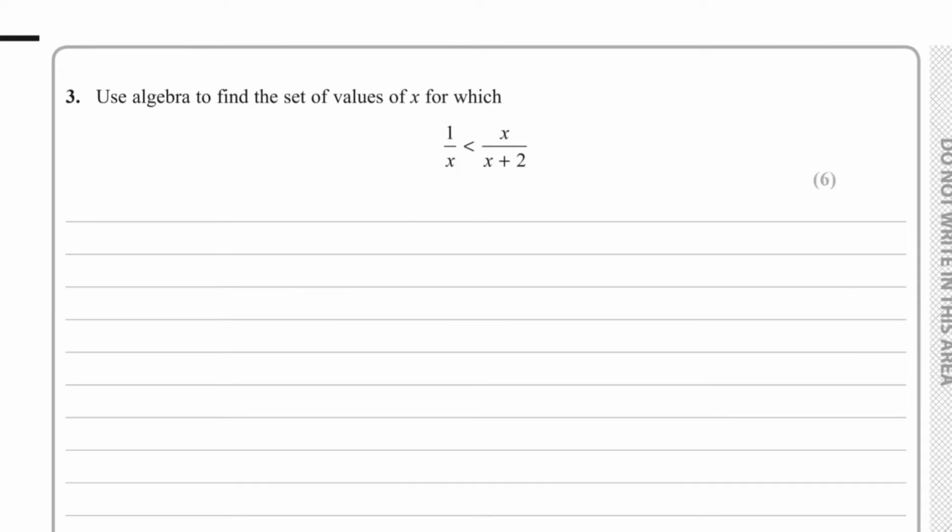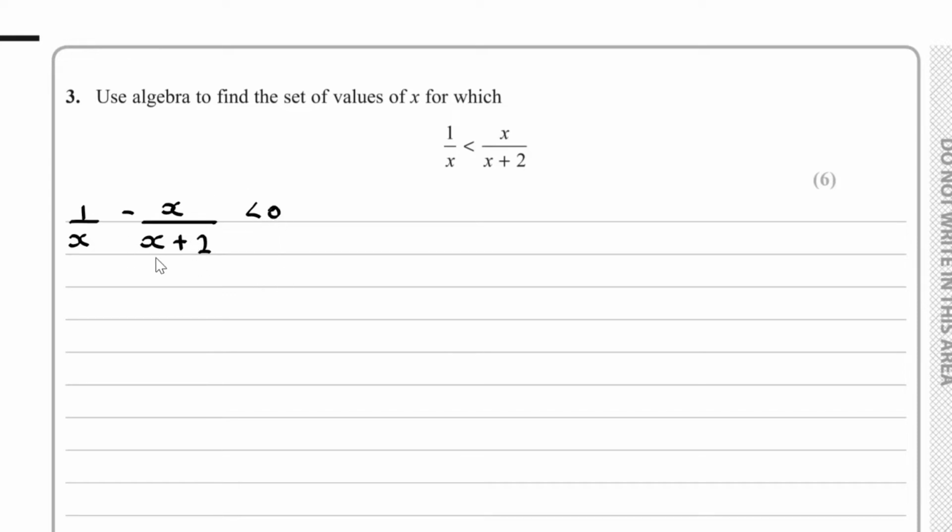Question number 3. We have to use algebra to find the set of values of x for which 1 over x is less than x over x plus 2. Now, there are two different ways you can do this. You can either multiply both sides by x squared and then x plus 2 all squared, or you can take everything over to one side and then combine the fractions. I will do that. So we take everything over to one side: 1 over x minus x over x plus 2 is less than 0.